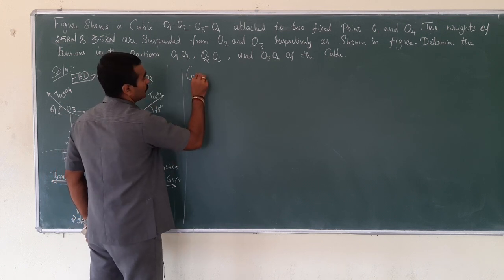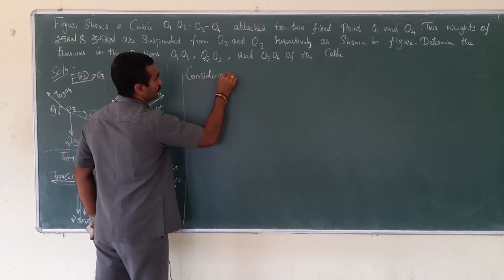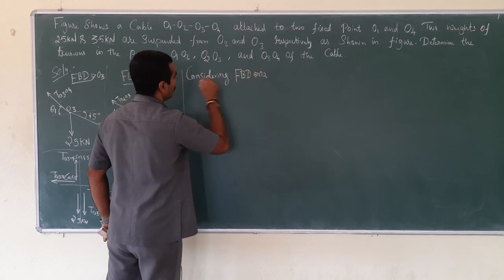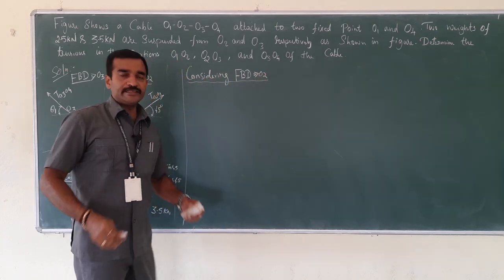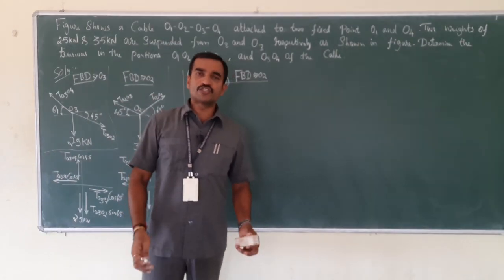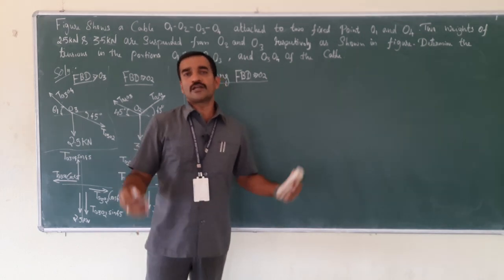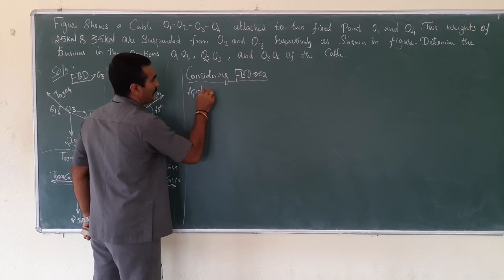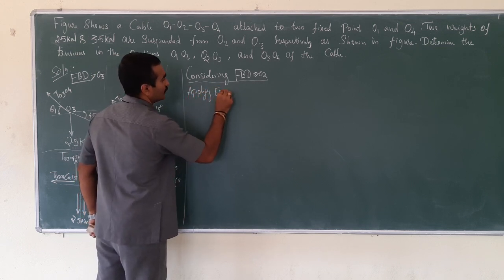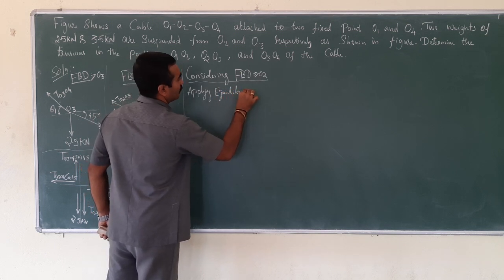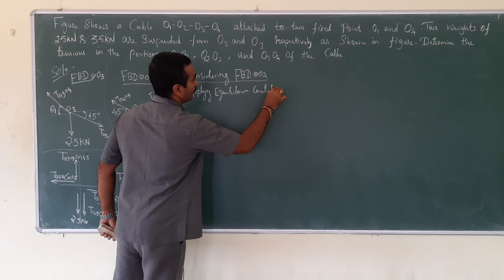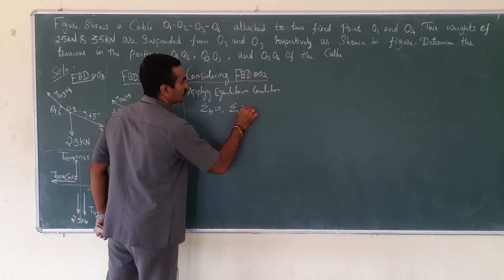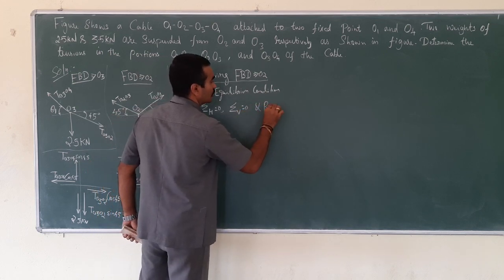So now I am going to consider the point O2, considering FBD of O2. So by applying the equilibrium condition, summation V is equal to 0, summation H is equal to 0, and R is equal to 0. So applying equilibrium conditions, summation H is equal to 0, summation V is equal to 0, therefore R is equal to 0.